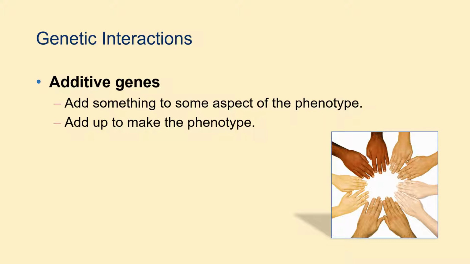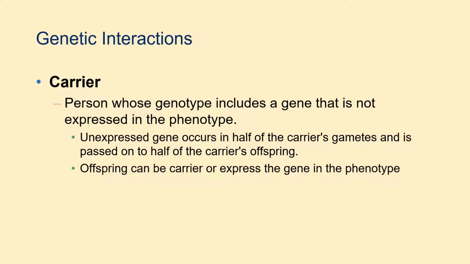A carrier is a person whose genotype includes a gene that is not expressed in the phenotype. The unexpressed gene occurs in half of the carrier's gametes and is passed on to half of the carrier's offspring. The offspring can be a carrier or express the gene in the phenotype.